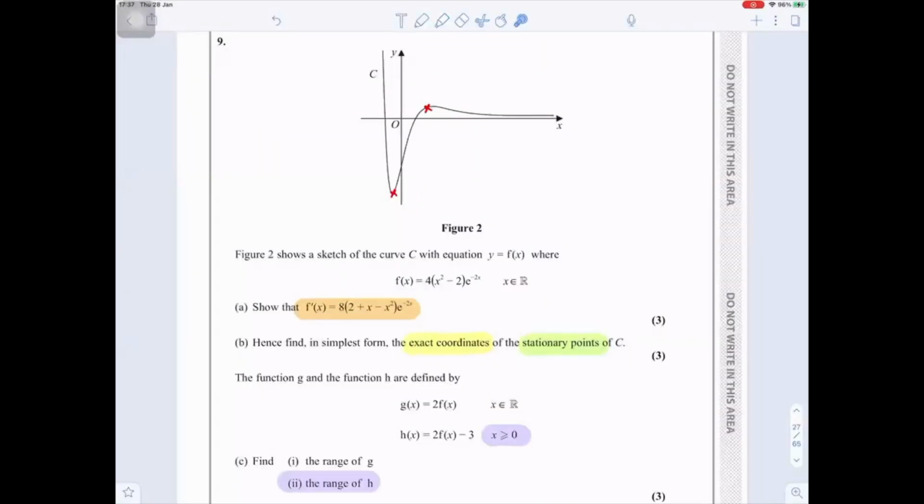Question number 9. Figure 2 shows a sketch of the curve C with equation y = f(x), where f(x) = 4(x² − 2)e^(−2x). Show that f'(x) = 8(2 + x − x²)e^(−2x). Okay, we want to differentiate.